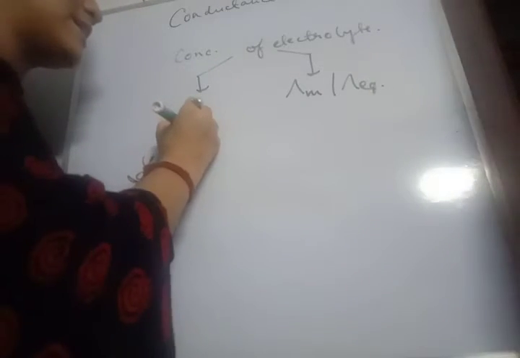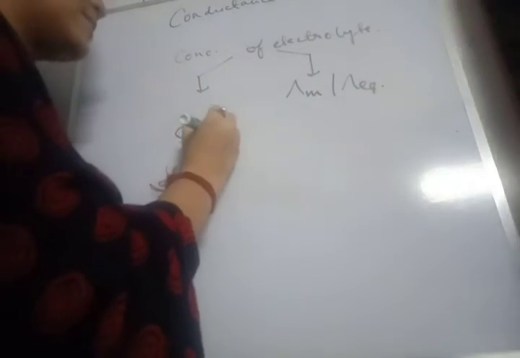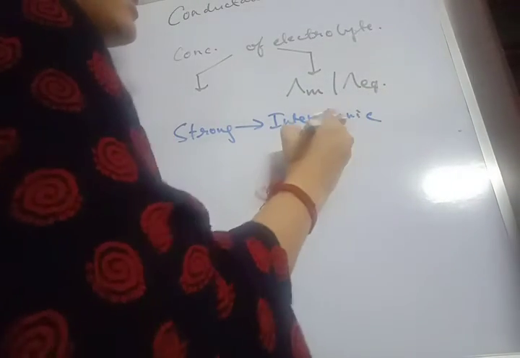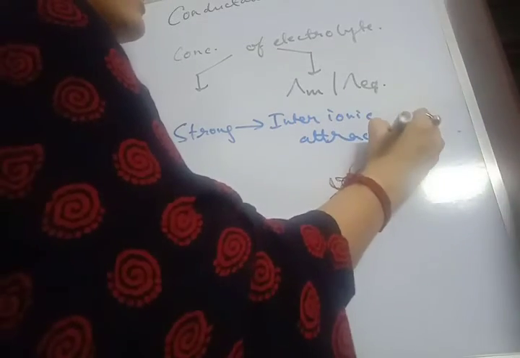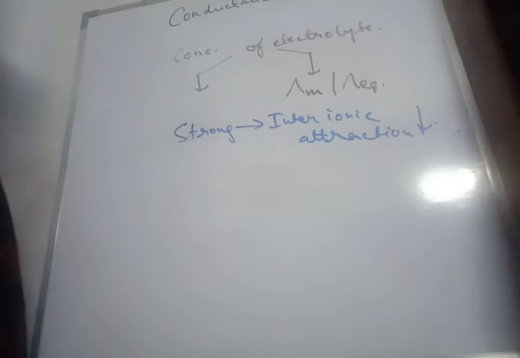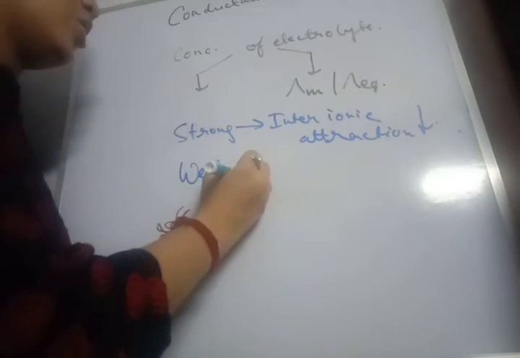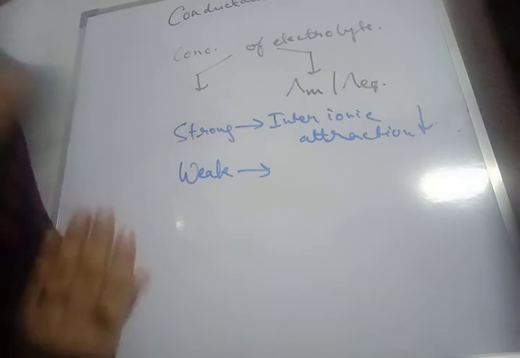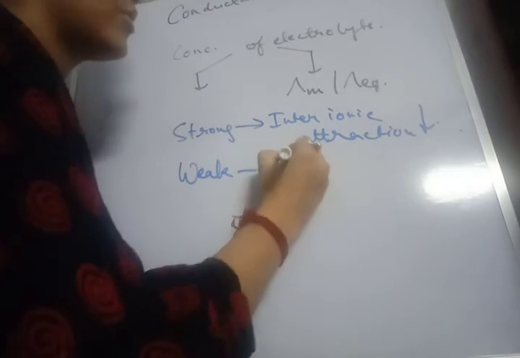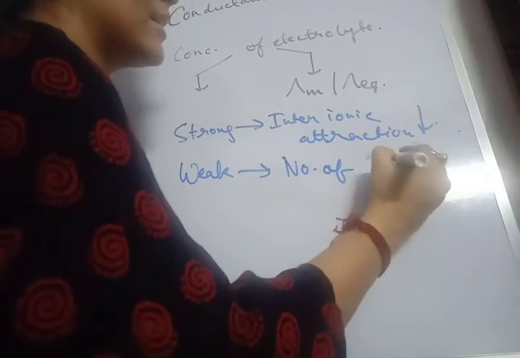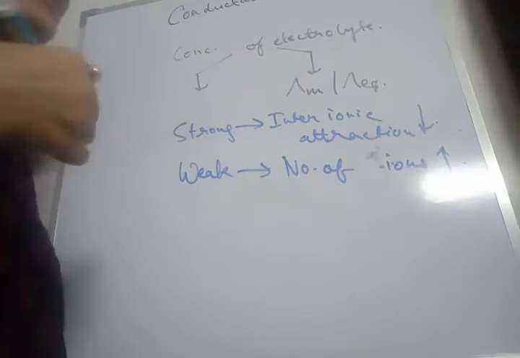So in case of strong electrolyte, inter-ionic interactions are decreasing. Inter-ionic attraction decreases on dilution, that increases the mobility, which increases the conductivity. For weak electrolyte, what happens? On dilution, the dissociation of the weak electrolyte increases, so the number of ions increases. As a result, the conductivity increases. So here the conductivity increases due to the increase in the number of ions, while in case of strong electrolyte, the conductivity increases due to the decrease in the inter-ionic attractions.